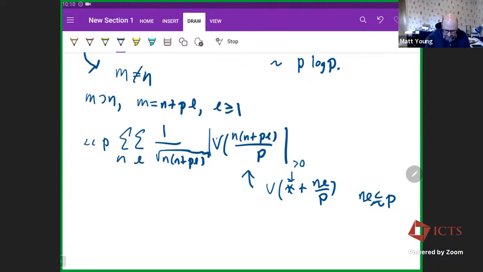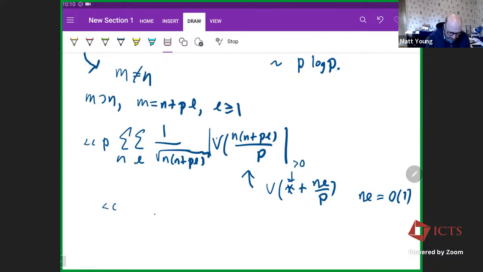So, sorry, NL, but the P's canceled. So basically NL goes up to like 1. Or you think of NL as big O of 1, which means that N and L are both big O of 1 here. And so there's almost nothing left in the sum at all, and so this is just bounded by square root of P.